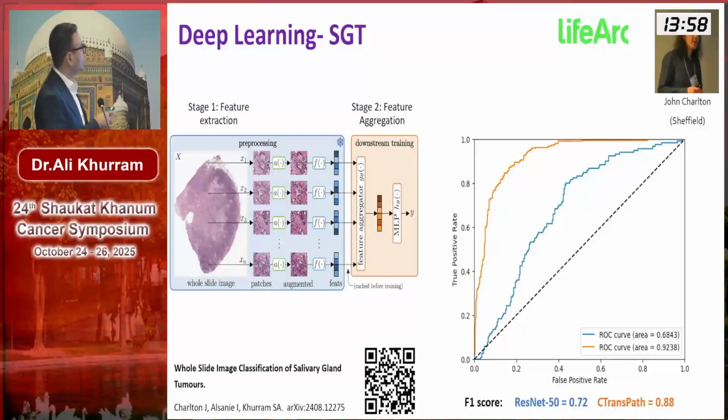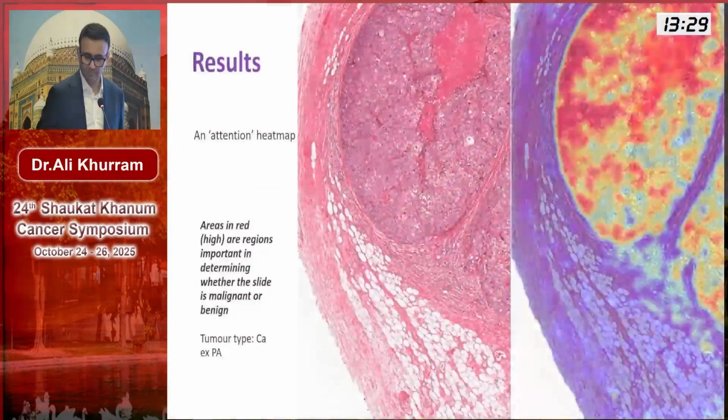And then we built on that work since then. So LifeArc is a rare disease charity in the UK, and we got some money from them. And then we tried to apply more advanced AI techniques to these salivary gland tumors. And what we found was that, again, our models are performing quite well. CTransPath is, again, a transformer-based model, and that can separate benign or malignant tumors even based on small core biopsies with an accuracy of 88%.